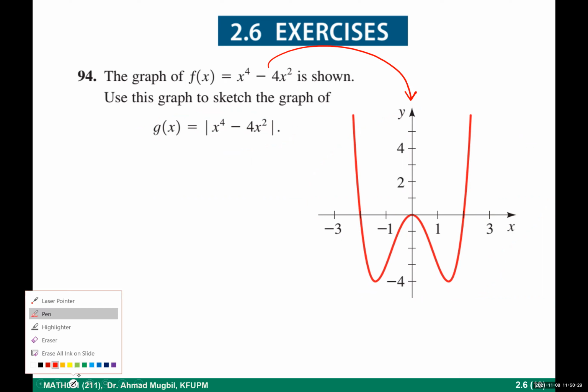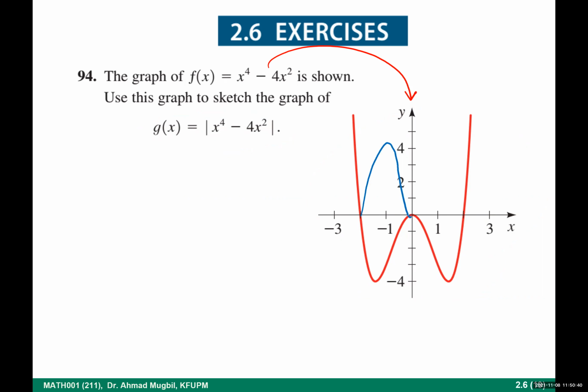Again, the same idea. What is above the x-axis will stay above the x-axis. What is below will be reflected. So it will become like this at -4. So it will become like this one. Here we are. The blue one now is the graph of this one.